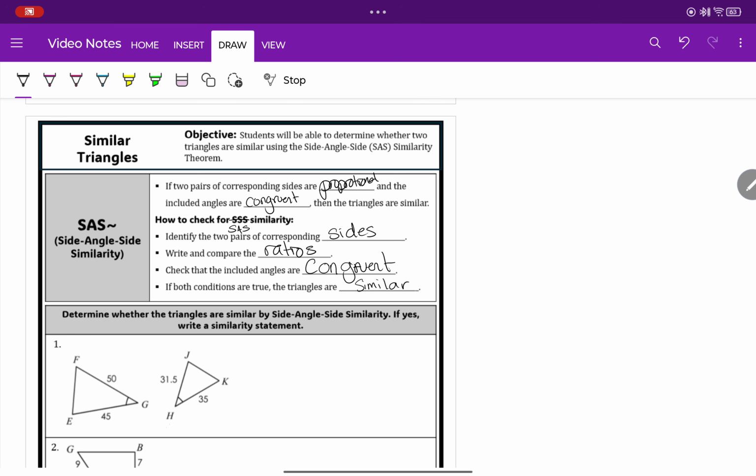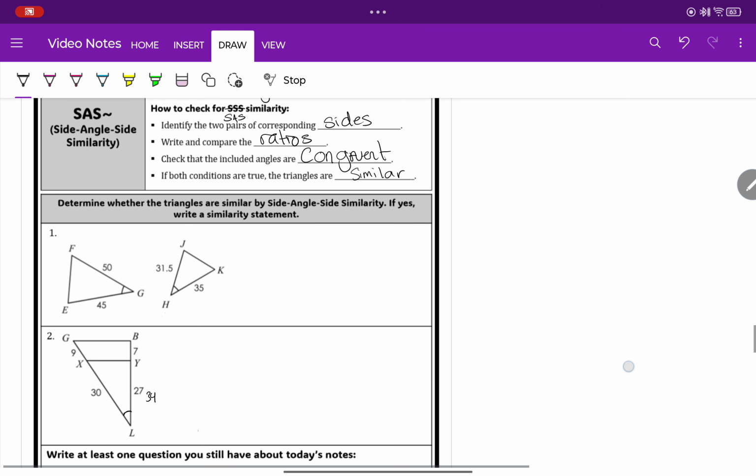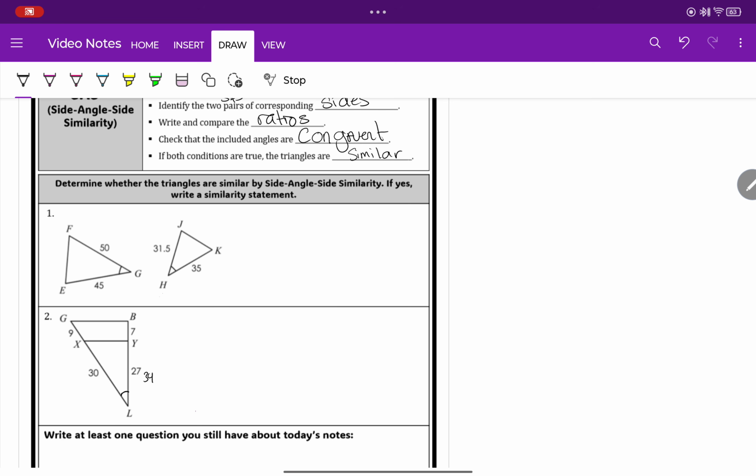We're going to take a look at two examples here. I'm going to first start by figuring out which sides are corresponding. And because I don't have a similarity statement to do that, I'm going to take the largest side from each triangle because they should both be corresponding. So I have 50 over 35, and I have 45 over 31 and a half.